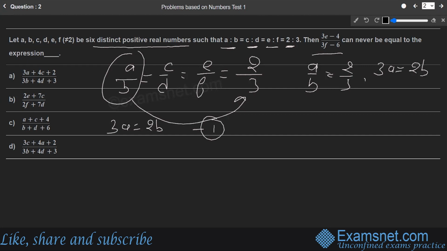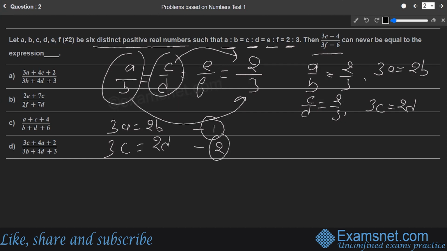Similarly, if we equate C by D is equal to 2 by 3, then we again reach the result that 3C is equal to 2D. That is equation number 2. Similarly, if we equate E by F to 2 by 3, we get a similar result, that is 3E is equal to twice of F. So these are the three equations we can form using the ratios.